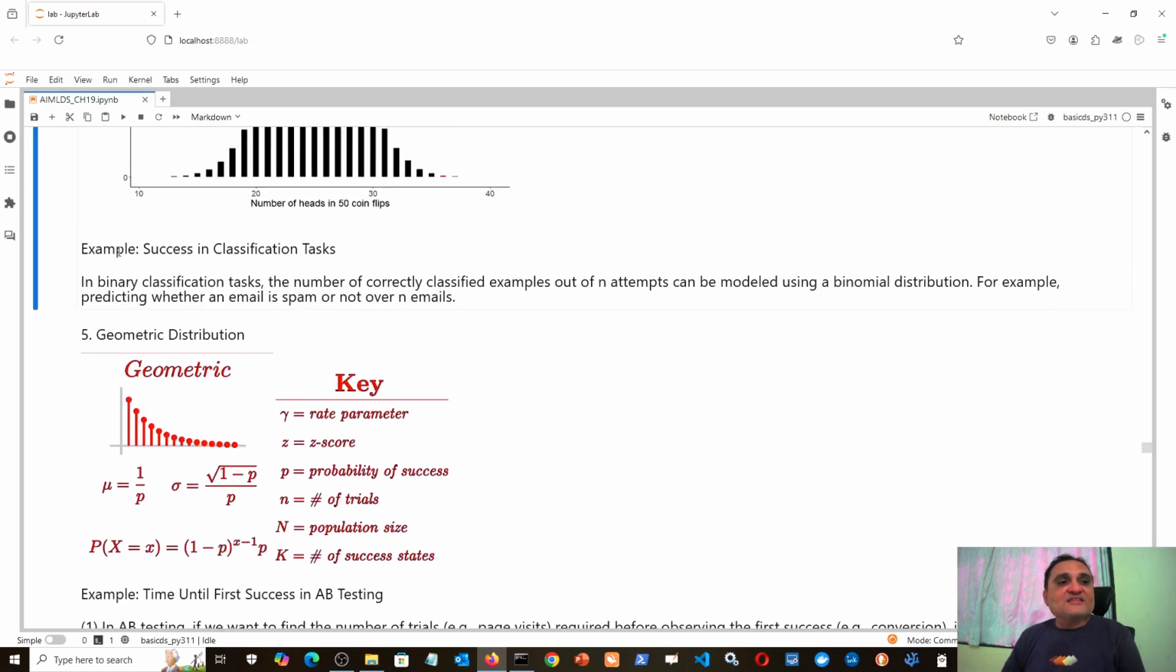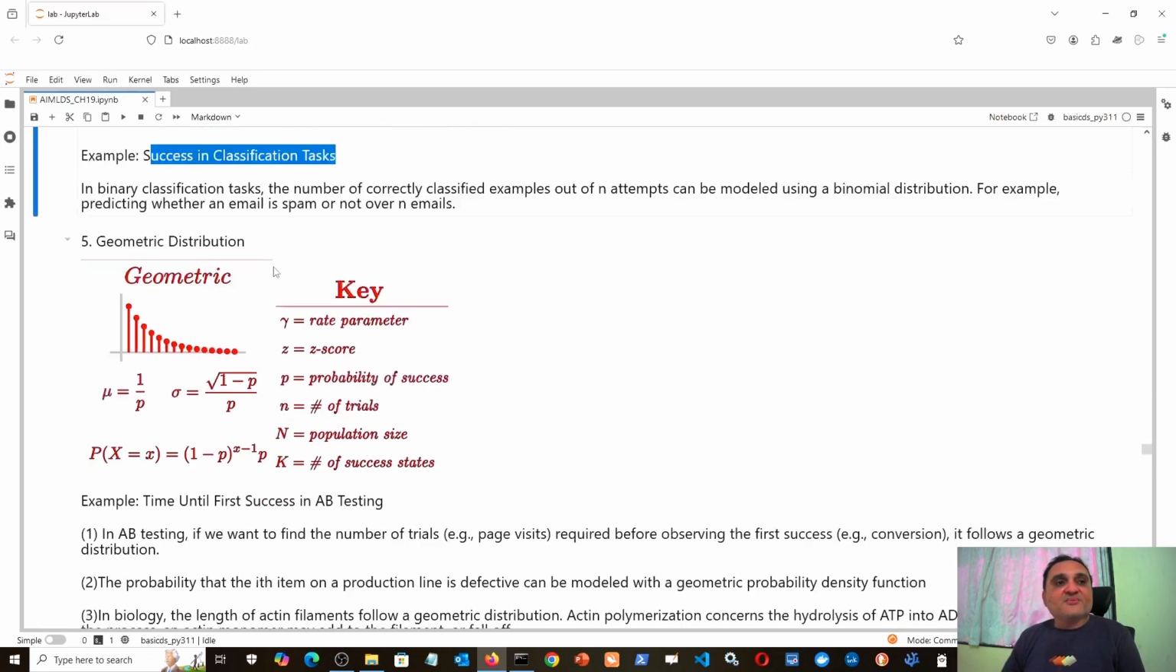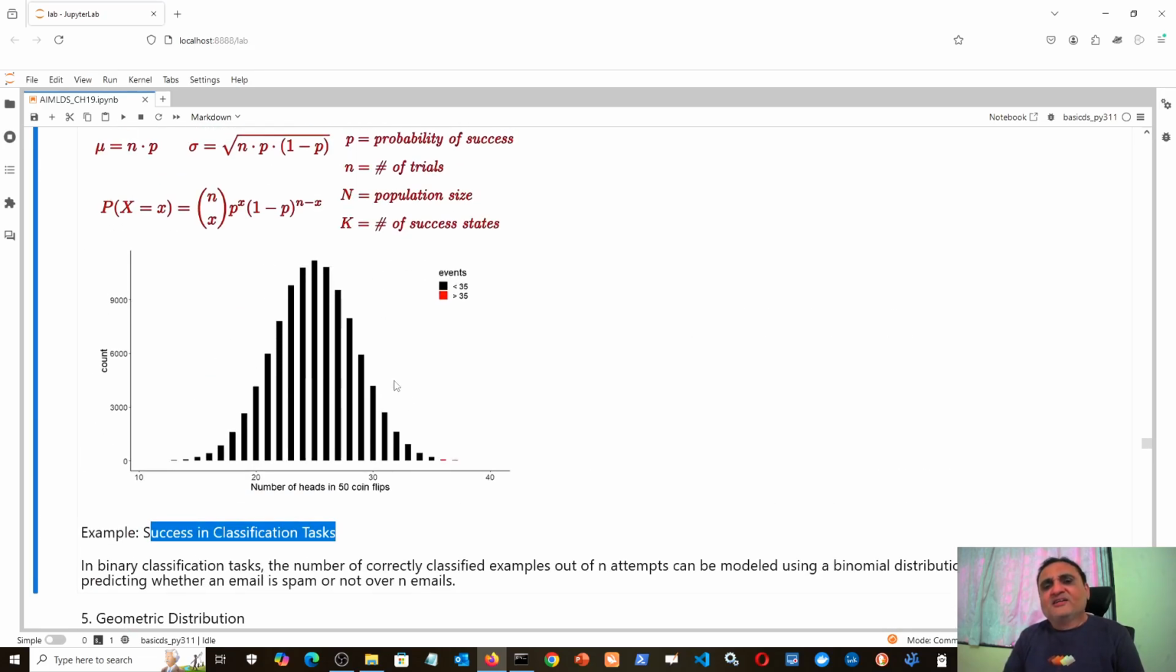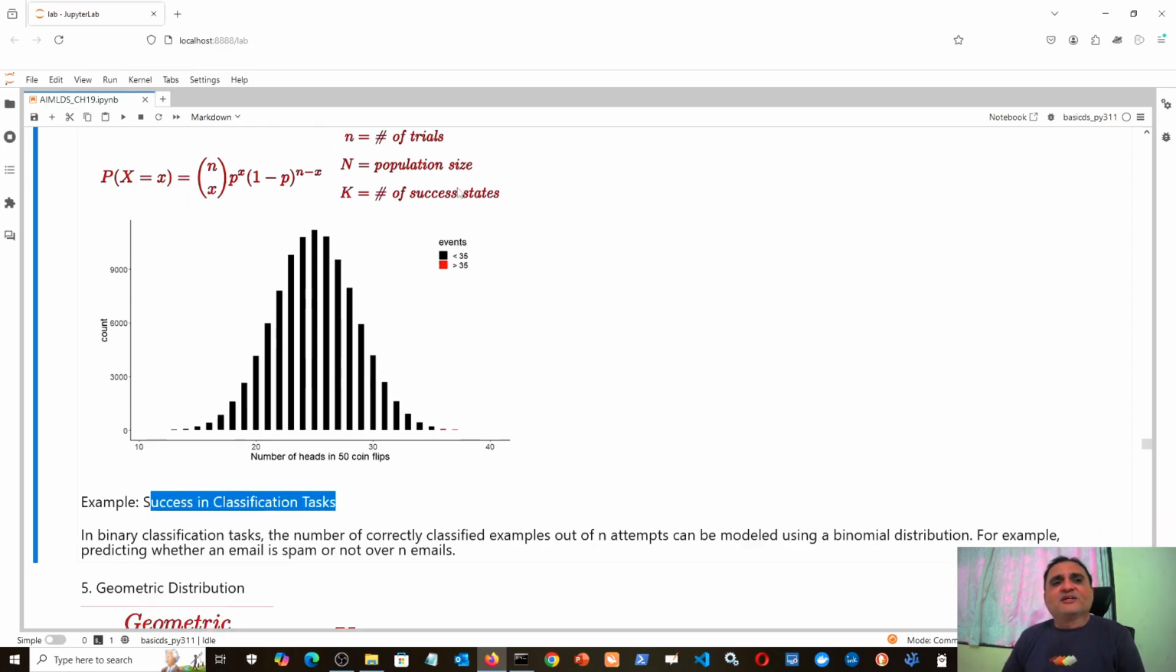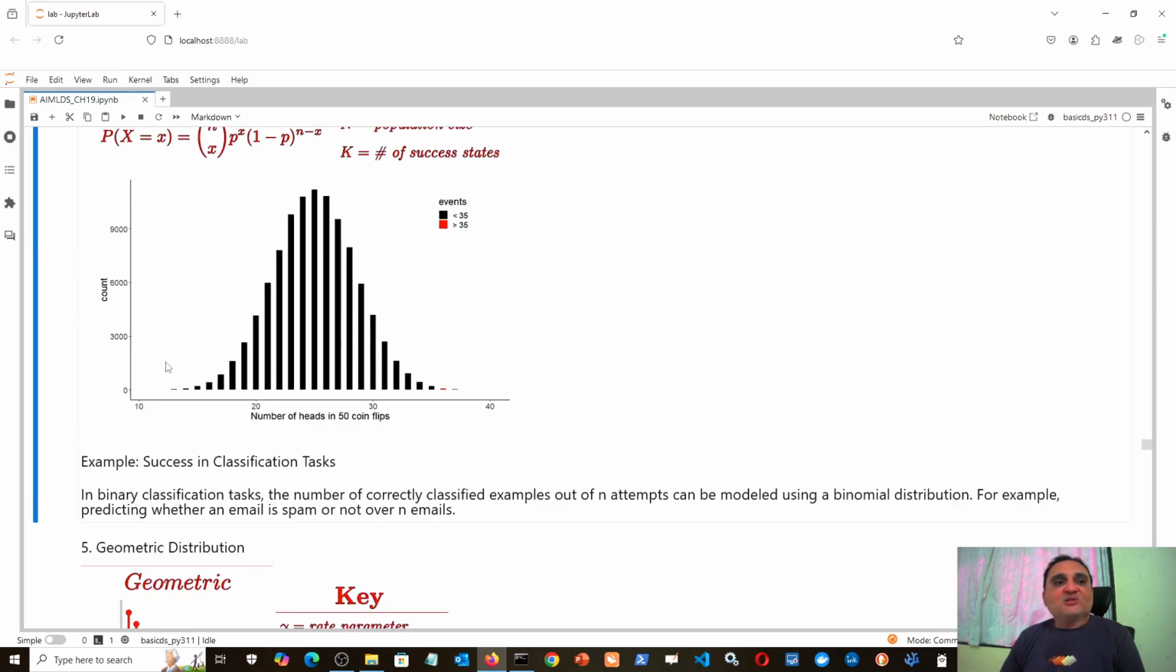Okay, now this success in classification task is another example of the binomial distribution. Actually, this is a classification only, that you are tossing the coin and you are classifying among the two possibilities, that whether head will come or whether tail will come, right? But one example is this, which is a very famous example in data science, that we're predicting whether an email is spam or ham over n emails. That also follows binomial distribution.